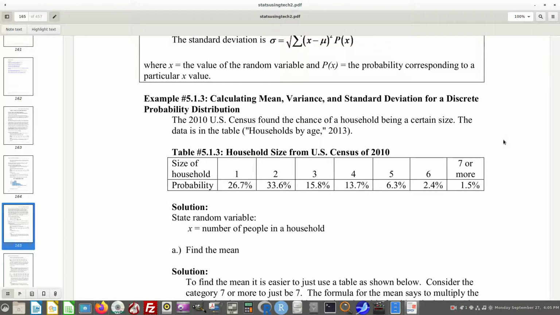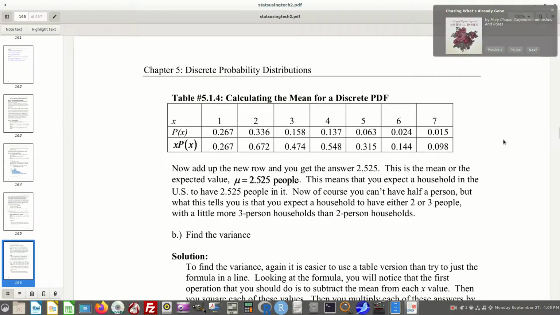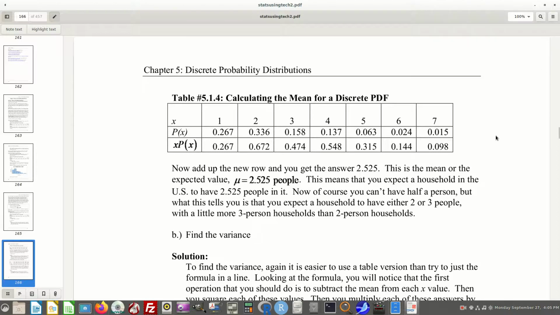So we're given a discrete probability distribution from the US Census. It tells us the probability of each household size. So in this example, x is the number of people in the household, and we need to translate the probabilities into decimals. So here are those x's and p of x's, the probabilities made into decimals, and then multiplied across.